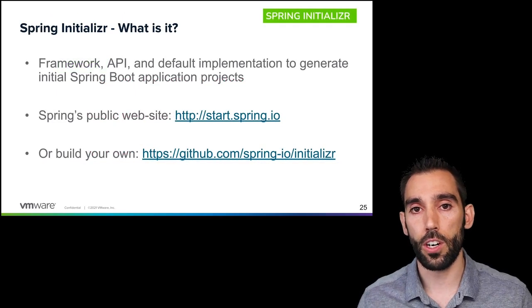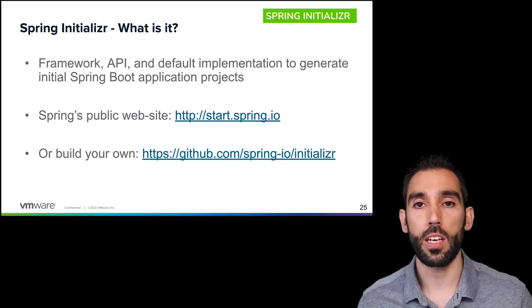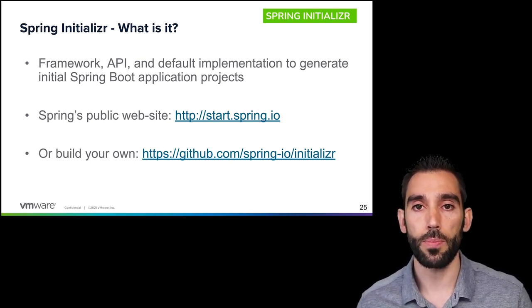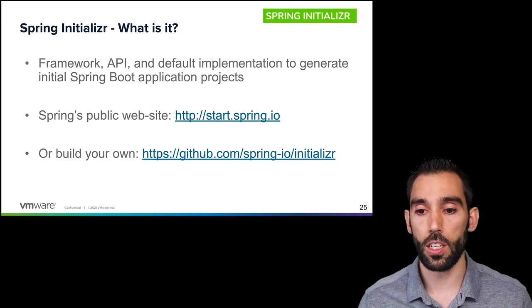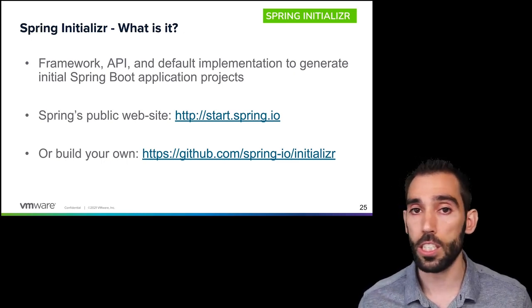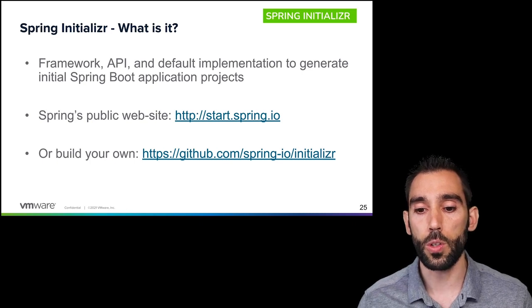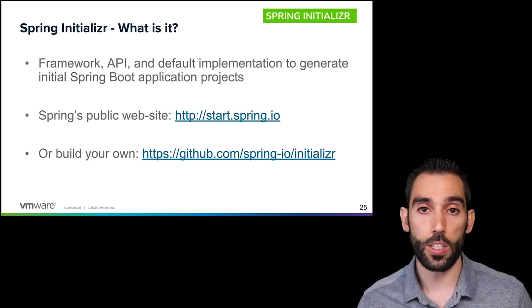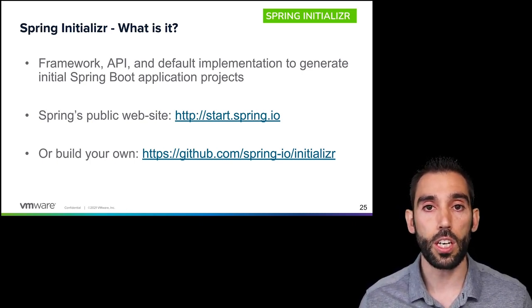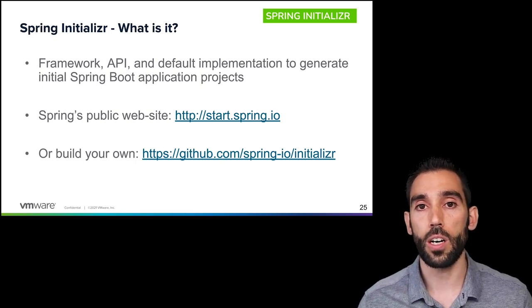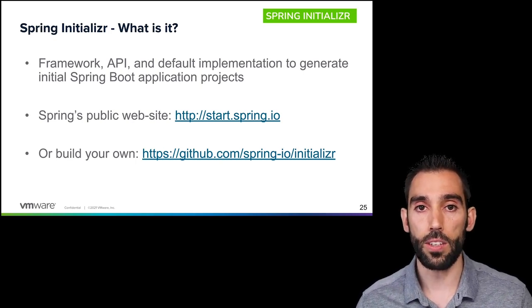The best way to get started and to create a Spring Boot application is by using the Spring Initializer. You can see it at start.spring.io. It's a simple form where you're going to fill in some details and this will create a zip file containing your application. The good thing about the initializer is that it's open source. If you go to github.com/spring.io/initializer, you'll see the source code, you can fork it and create your own initializer with your own dependencies.